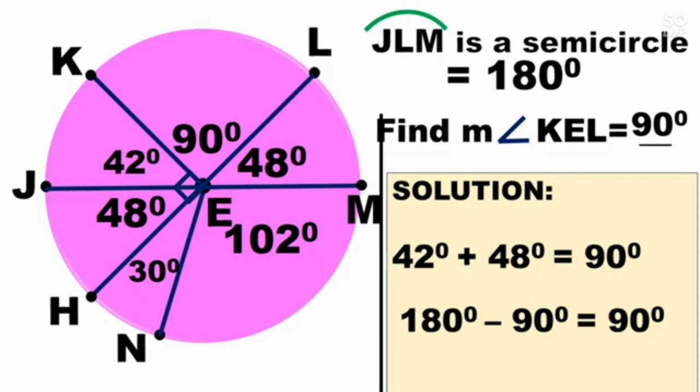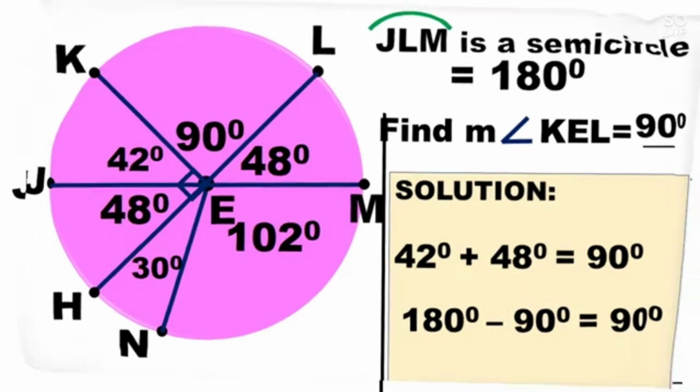Okay, so to check, pag pinag-add natin lahat ng angles natin, which is 42 degrees plus 90 degrees plus 48 degrees plus 102 degrees plus 30 degrees plus 48 degrees, the answer is 360 degrees. Dahil yung buong circle, ang measure nun is 360 degrees.